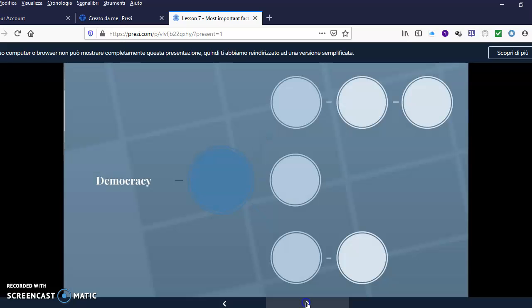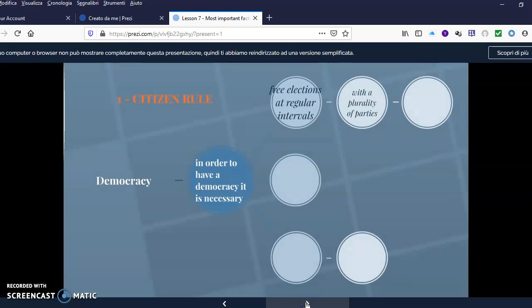What do we need to have a democracy? Which are the elements which have to be present in a state in order to call it a democracy? We start with citizen rule, which means that free elections are held at regular intervals, and a plurality of parties take part in those elections. One party is not enough, as we've seen in Italy with the listone of the Fascist Party, or as we've seen for a lot of years in communist countries with just a communist party taking part in elections. That's not a democracy. And there has to be the effective possibility for the opposition to win and become a majority. So citizen rule means all that.